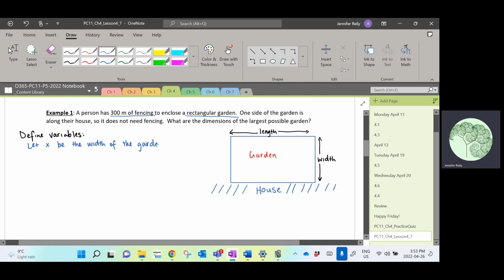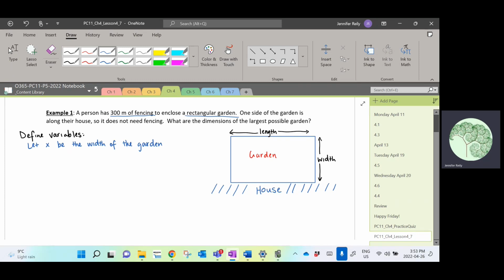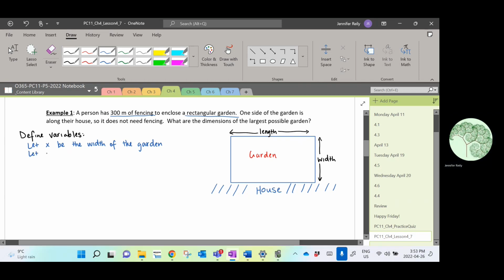So it's important to define your variables because every student might choose a different letter. So when the teacher or whoever's reading your work looks at it, they can understand what your work means because it's going to look different for everybody. And let Y be the length of the garden. You can use little quotations to mean. So our width is going to be X and our length is going to be Y.